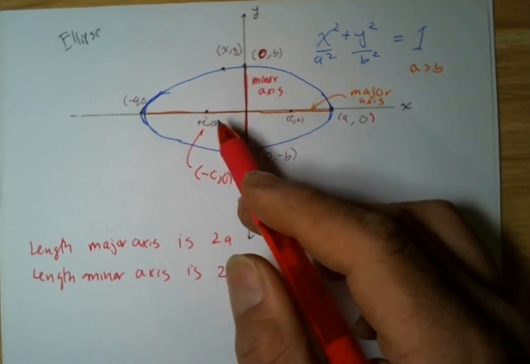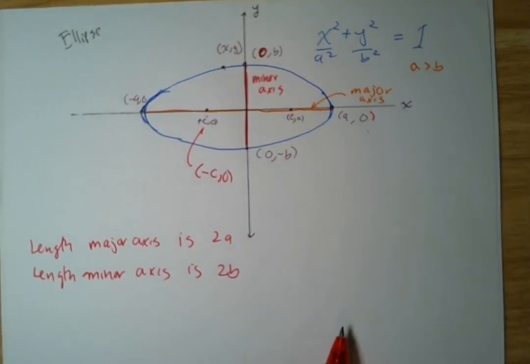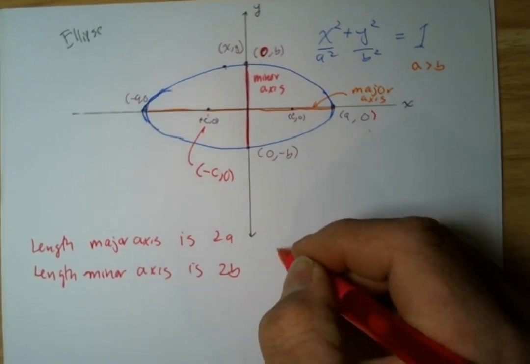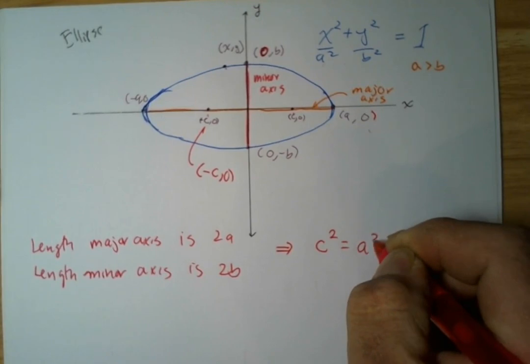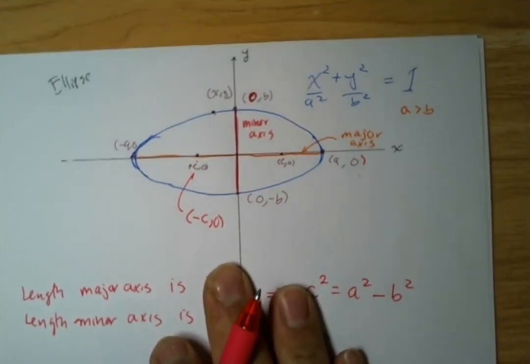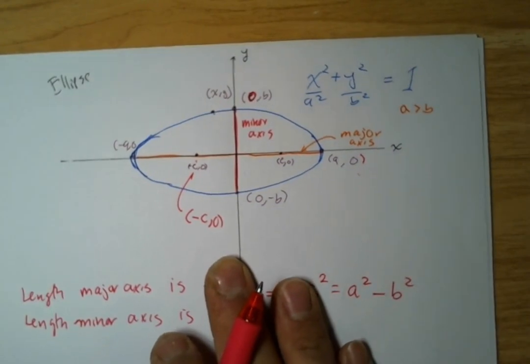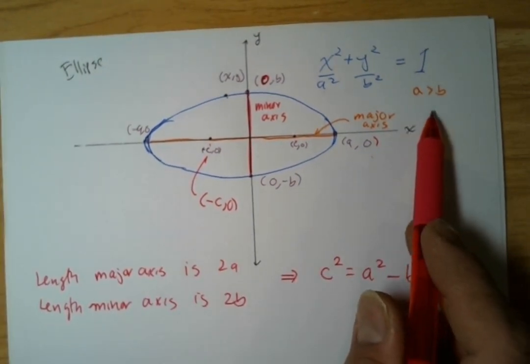Right. Okay, now in terms of how a, b, and c are related, they're related in this manner. c squared is equal to a squared minus b squared. Okay, so this is all in the case where a is greater than b.